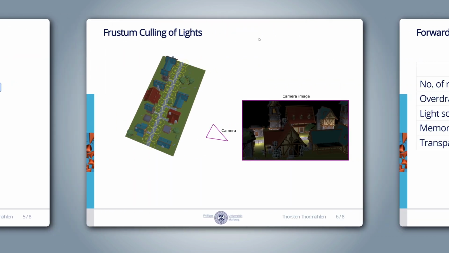Deferred shading can be very useful when there are many small light sources in the scene. Let's use the medieval village again and assume that the villagers have placed many torches along the main street. Each torch is modeled as a small point light.